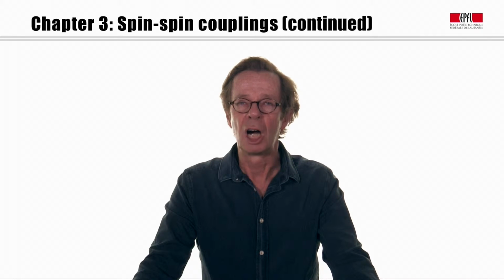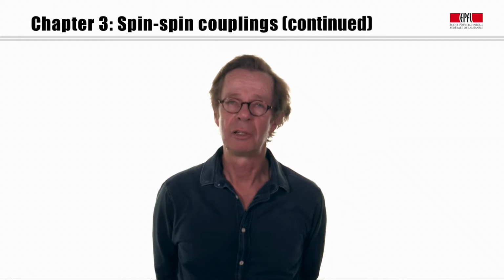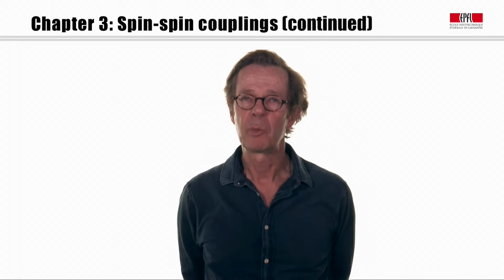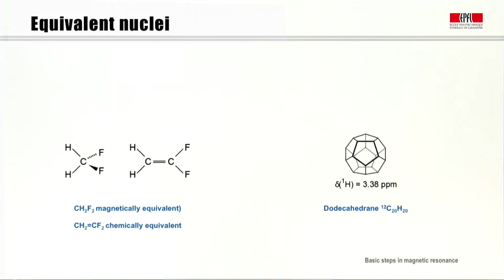So welcome to our MOOC on magnetic resonance. This is now the second half of chapter 3, where we shall be speaking more about spin-spin couplings. We should now address a tricky issue of equivalent nuclei.